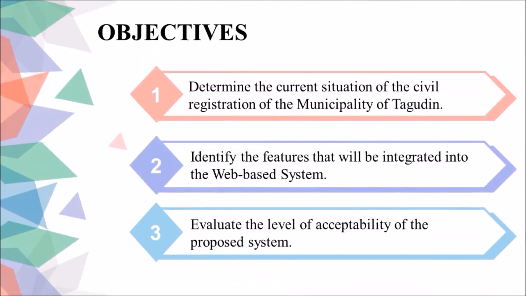Objectives of the study: determine the current situation of the civil registration of the Municipality of Tagudin. Identify the features that will be integrated into the web-based system. And evaluate the level of acceptability of the proposed system.